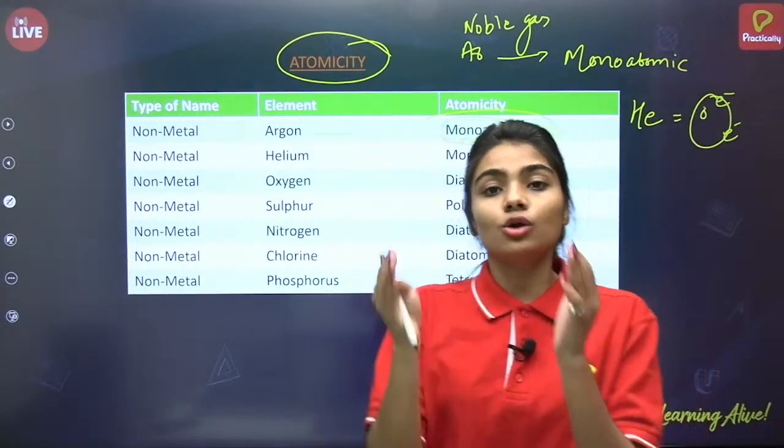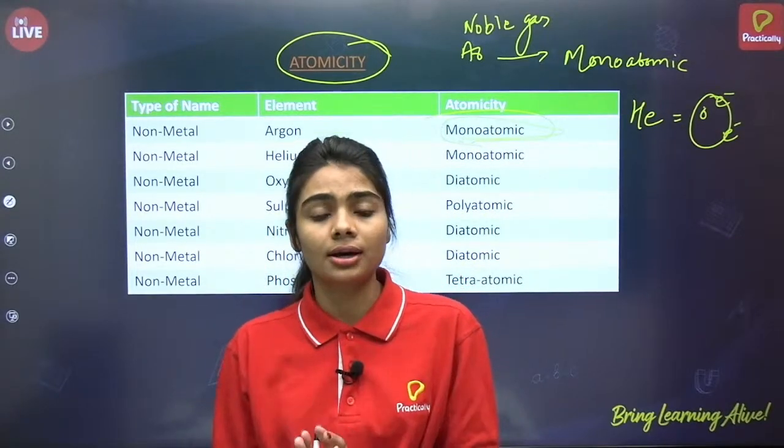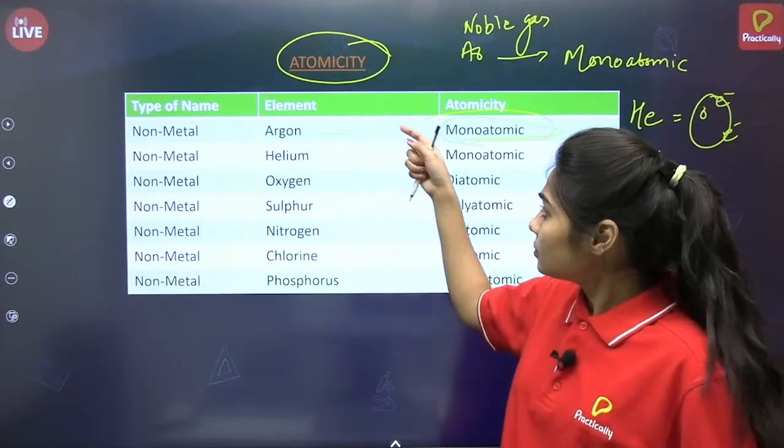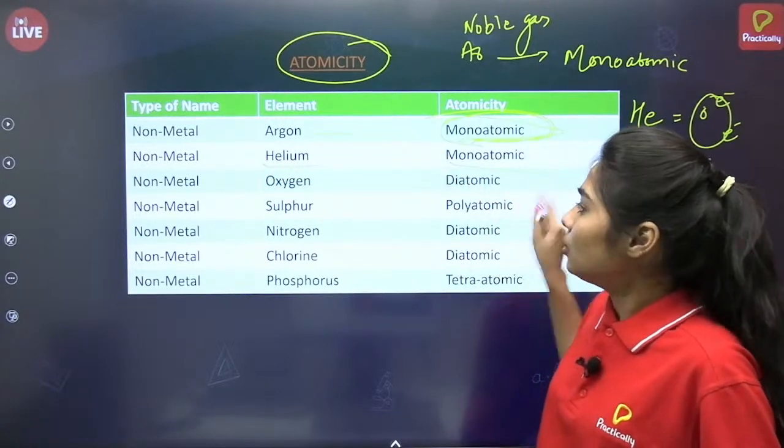We know that noble gases are stable because they have completely filled their octet. So they don't want to react, and they will stay as monoatomic. Helium is also monoatomic.